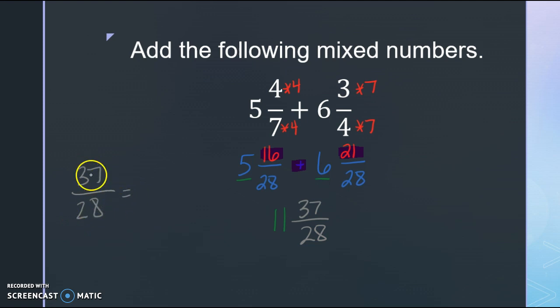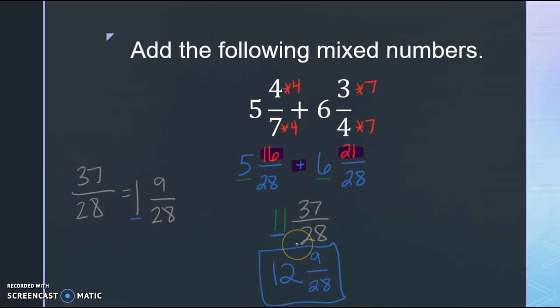37/28. We know 28 can go into 37 one time. And when we take 28 away from 37, we have 9 left over. So 1 and 9/28. So these two have the same value, but this is a proper fraction. It's a mixed number. So 9/28 cannot be simplified. So what we do here now is take this 1 and 9/28 and we add it to the 11 that we already had. So 11 plus this another whole number 1 is going to give us 12. And then our fraction is 9/28. So 12 and 9/28 should be our final answer there.